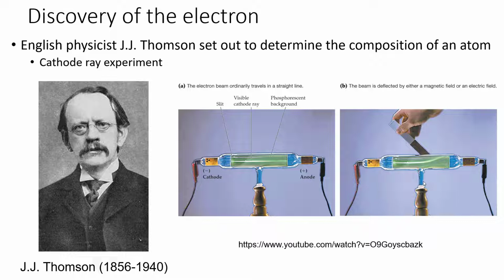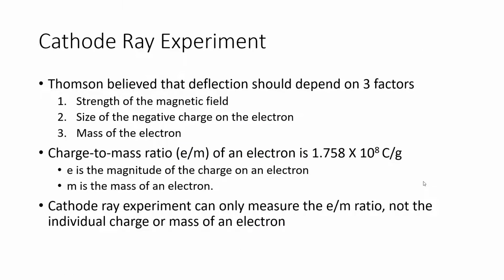And so the negative charge we know because it's attracted to the positively charged pole of a magnet, and it's repelled away from the negatively charged pole of a magnet. So Thomson believed that the deflection should depend on three factors. One is the strength of the magnetic field, so the strength of the magnet you use, the size of the negative charge on the material, and the mass of the material itself.